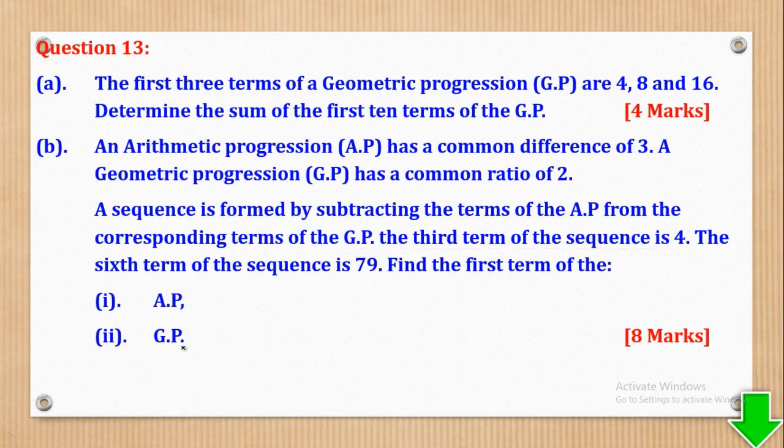So just start with part A. Part A, we have these three terms of the GP, meaning that you can easily get the common ratio, which is 8 over 4, and also the first term is 4. So 8 divided by 4 is 2, meaning that the common ratio is 2.